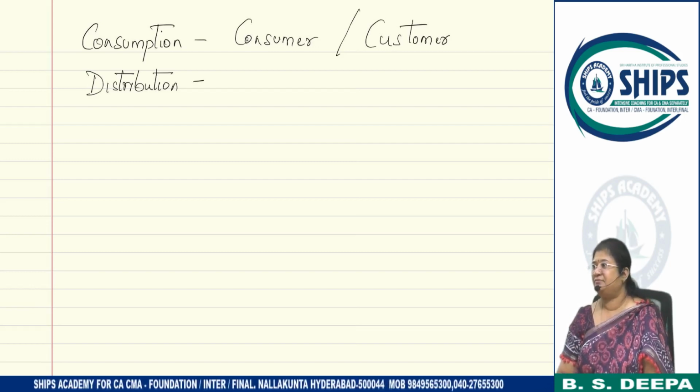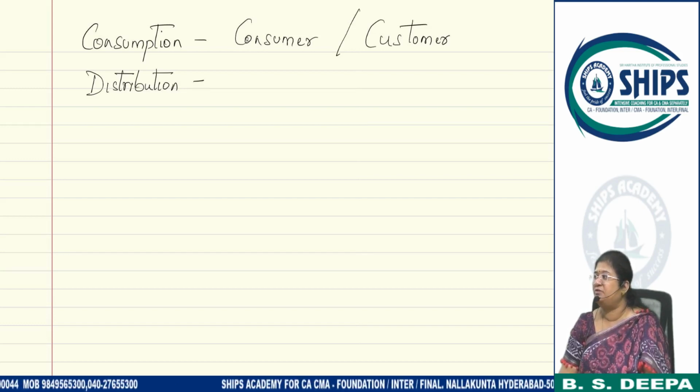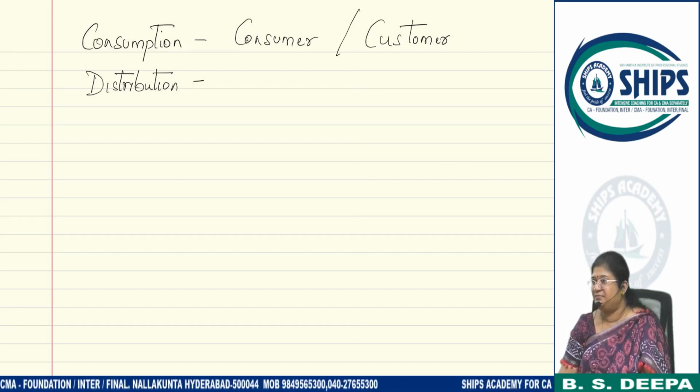Distribution is not supply. Distribution is not transportation. Providing what? To whom? That is not distribution. Actually, this is the most misinterpreted word in economics. Distribution in economics means, for who?